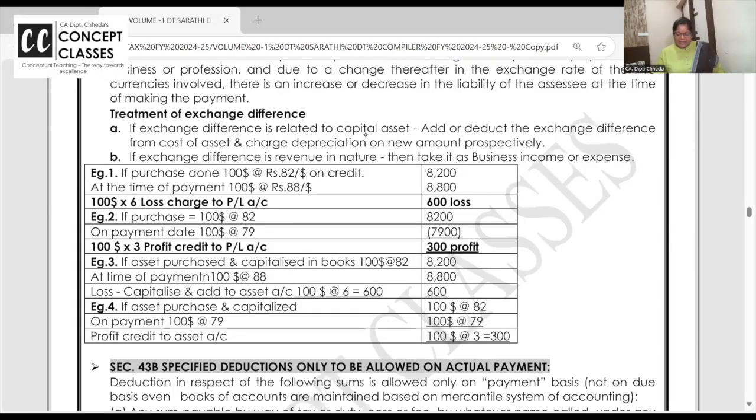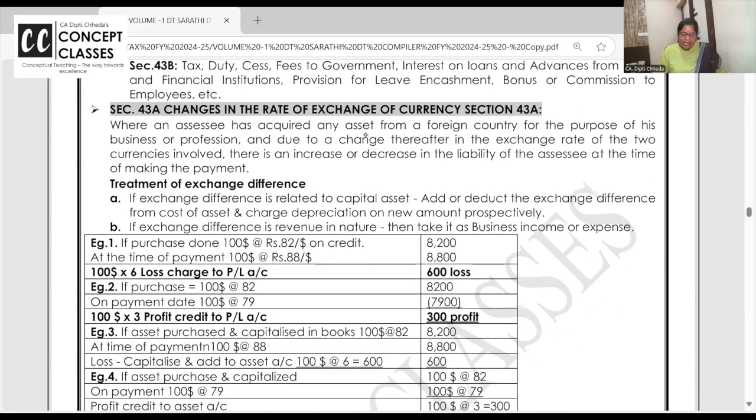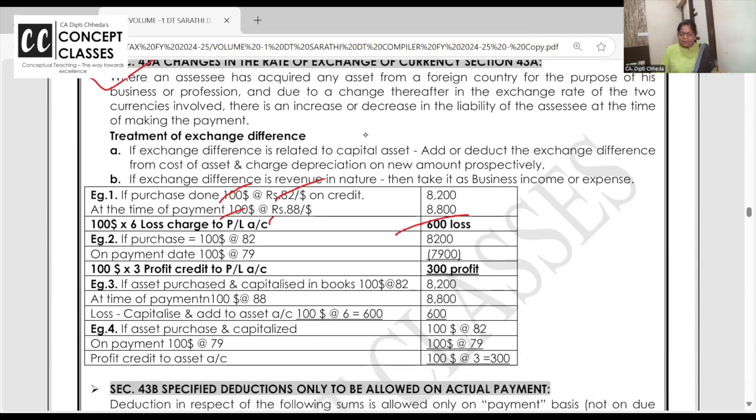Now, if there is foreign exchange fluctuation, that means if you purchase an asset from a foreign country, that time it was $100 at 82. But when you decided to make payment, it went to 88. So what extra you are paying, it's a loss, P&L debit side. If there is income, P&L credit side. If it is related to revenue.